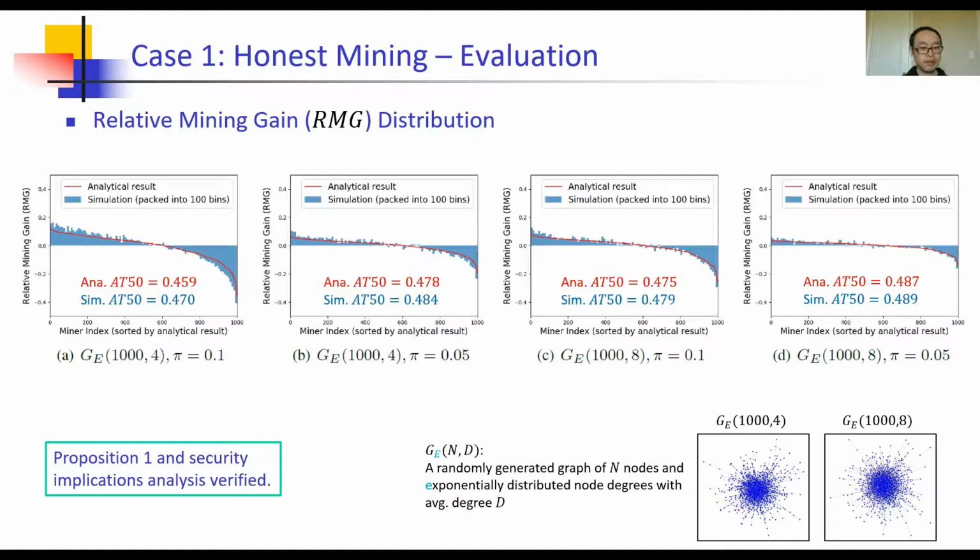We also find that the estimation method we propose in Proposition 1 is indeed a conservative estimation of the actual mining revenue. As you can see in the figure, the analytical result is enveloped by the simulation result, and their gap becomes smaller when the graph is more connected and with smaller pi.